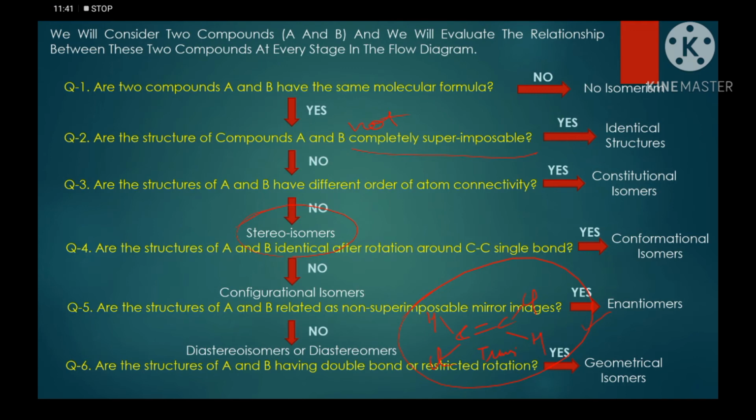Then, can we convert cis into trans just by doing rotation around the carbon-carbon bond? No, we cannot convert cis into trans just by rotation around the carbon-carbon bond because of the restriction in rotation due to the double bond. So it means they are configurational isomers. Then again we will check whether cis and trans are mirror images of each other. No, cis and trans are not mirror images of each other. It means they are diastereomers. So those diastereomers which have a double bond or restricted rotation are called geometrical isomers.